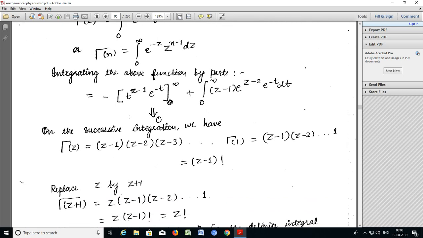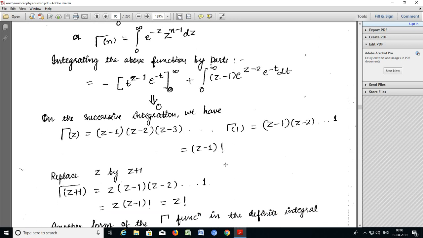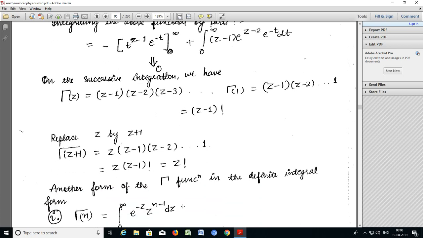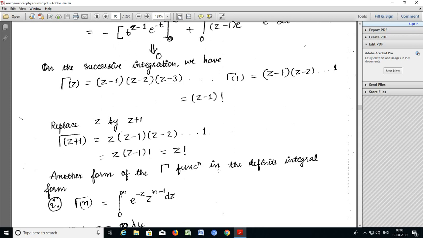Integrating the above function by parts, we can get minus t to the power z minus 1 e to the power minus t from 0 to infinity, plus the other term, where we write the derivative of t to the power z minus 1. On successive integration, we have gamma z equal to z minus 1 into z minus 2, z minus 3, and so on, up to the last, which is 1. So we can get z minus 1 factorial. Let us replace z by z plus 1.